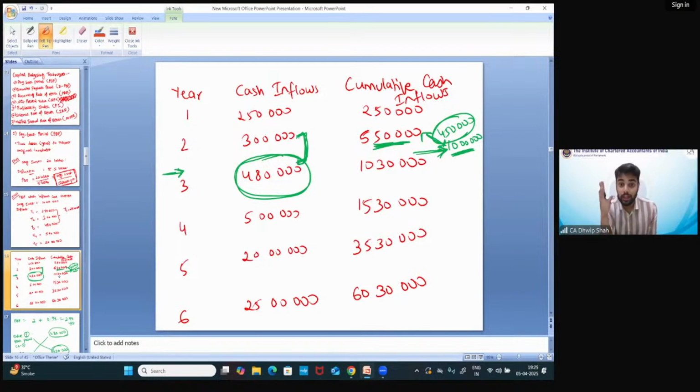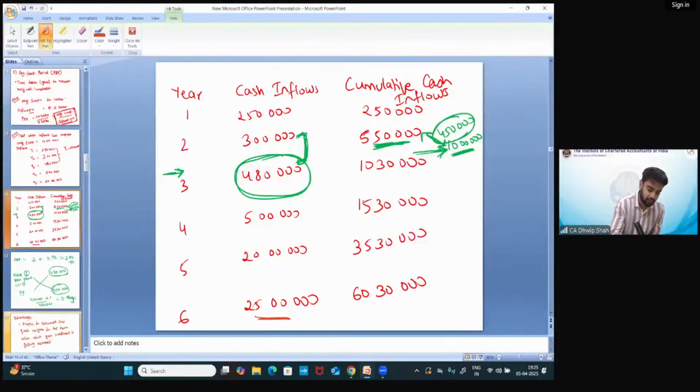So if you are ignoring time value of money ka concept, what does that mean? You know that 25 lakh that you would receive at the end of year 6 is worth 25 lakh only today. 6 साल बाद जो 25 लाख मिलने वाला था उसकी आज की वैल्यू भी 25 लाख ही है, which is very illogical. So it ignores time value of money.